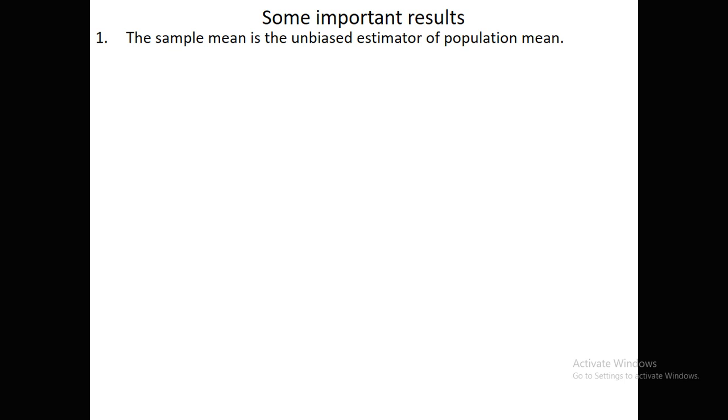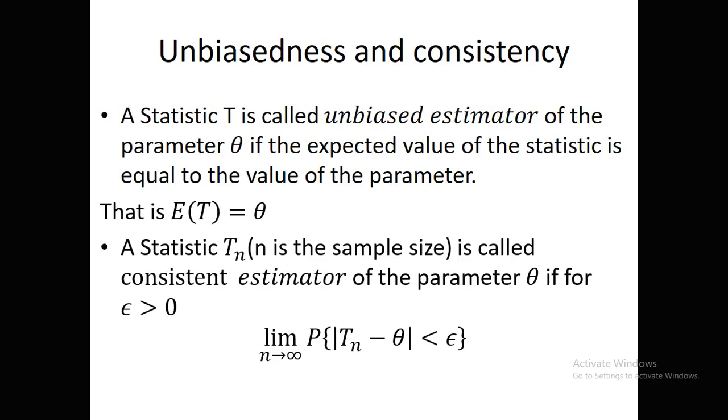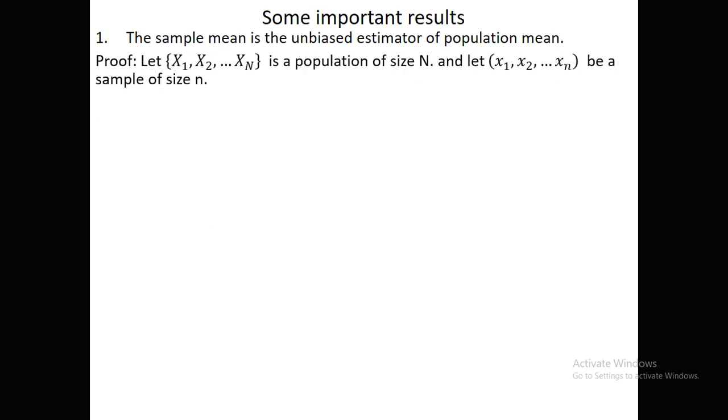What is the definition of an unbiased estimator? Go back to the previous slide. Unbiasedness is actually that capital T is an unbiased estimator of small theta if E of T equals theta. That's all. Now the situation is, like the previous situation, capital X1, capital X2, capital Xn is a population of size N, and small x1, small x2, small xn is a sample of size n. Obviously small n is less than or equal to capital N.